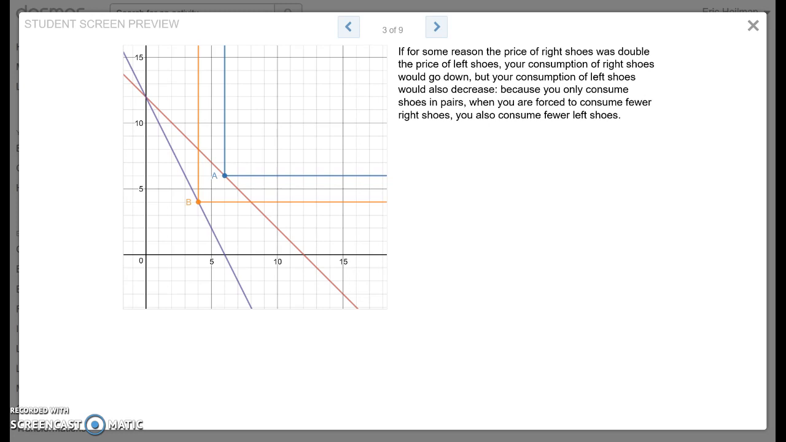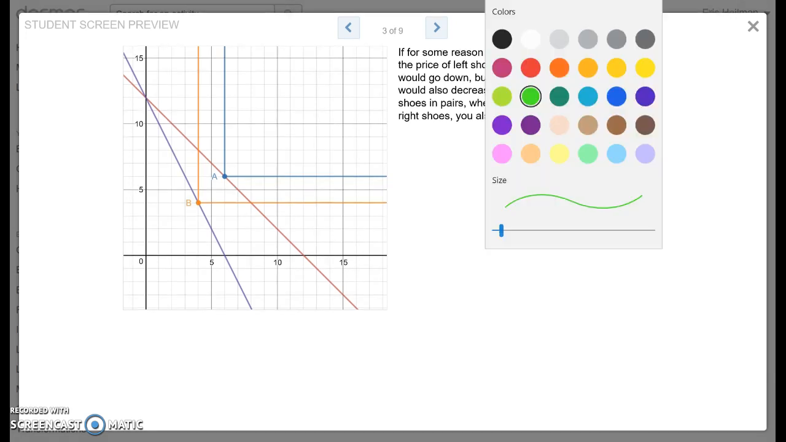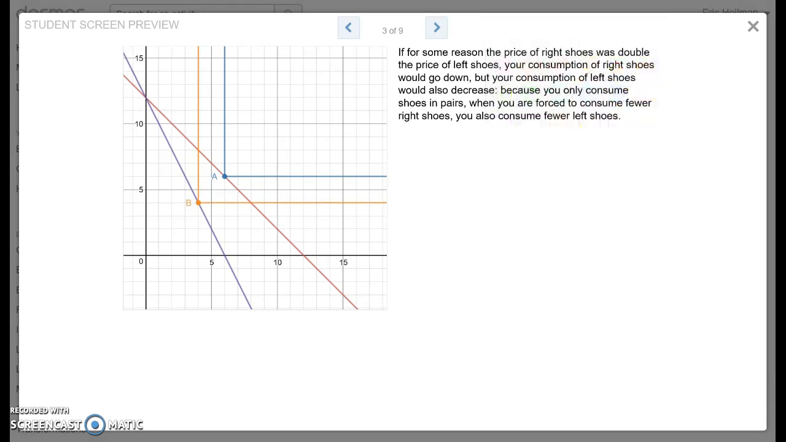This illustrates what would happen if for some reason the price of right shoes doubled. Let's say right shoes were twice as expensive as left shoes. Instead of the red budget constraint, we'd be on the purple one, and we would drop to point B. Your consumption of right shoes went down, but because you can no longer afford as many right shoes, your consumption of left shoes is also going to fall.